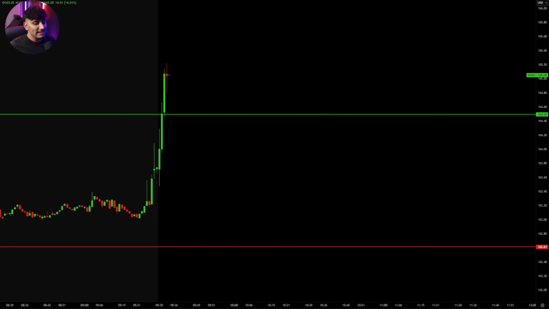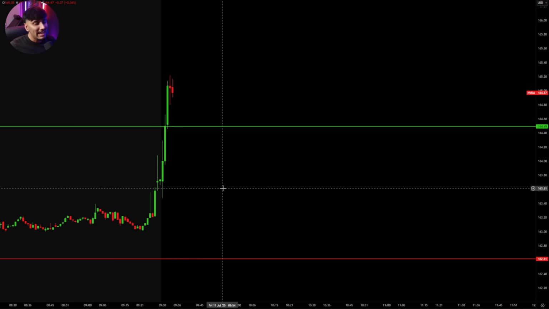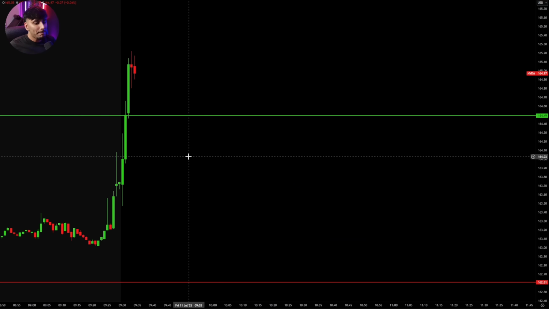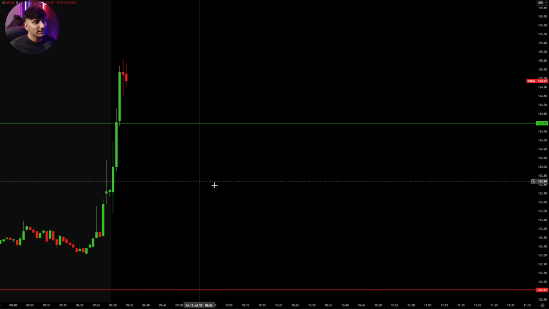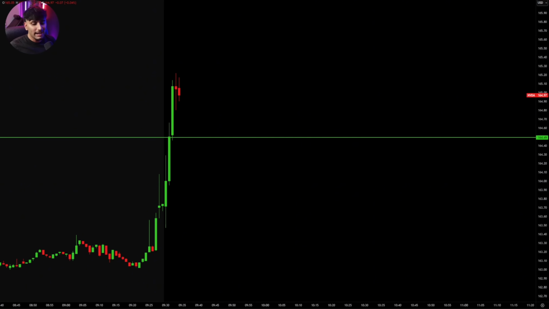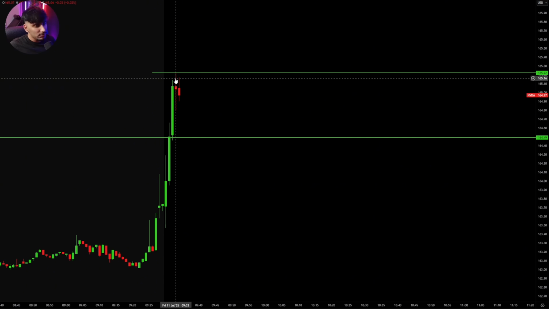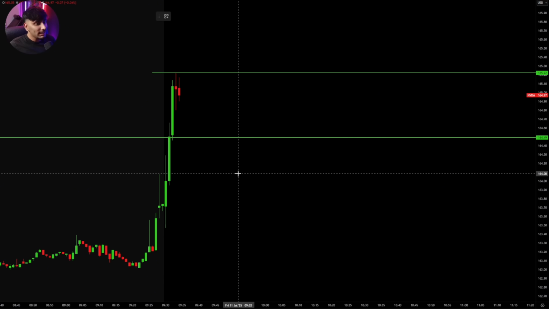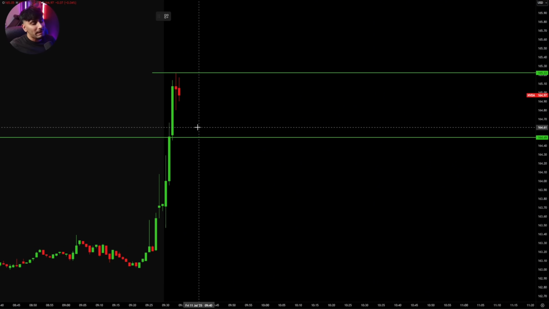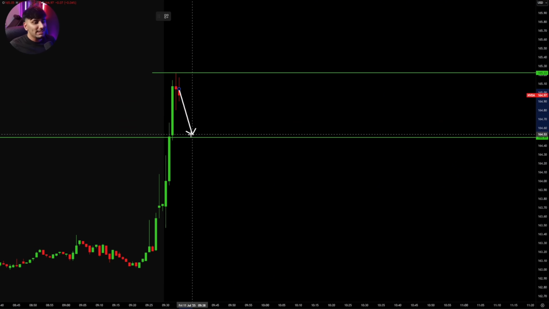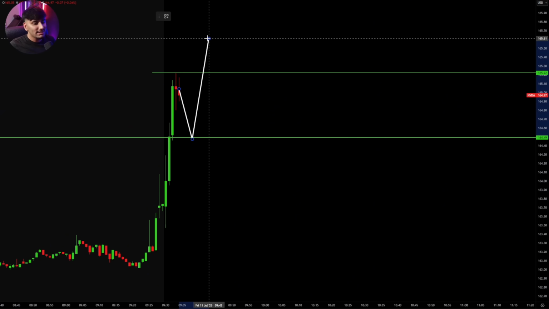Right here, you can see the amount of strength that Nvidia has right into the day. Buyers are stepping up very aggressively. We broke above the previous day high. However, we do want to draw out the 5-minute high just because this is a level that I draw out and it's repeatable. For our actual setup that we would be looking for now, because we know the bias is extremely bullish, is the retest back into the previous day high and then continuation from there.